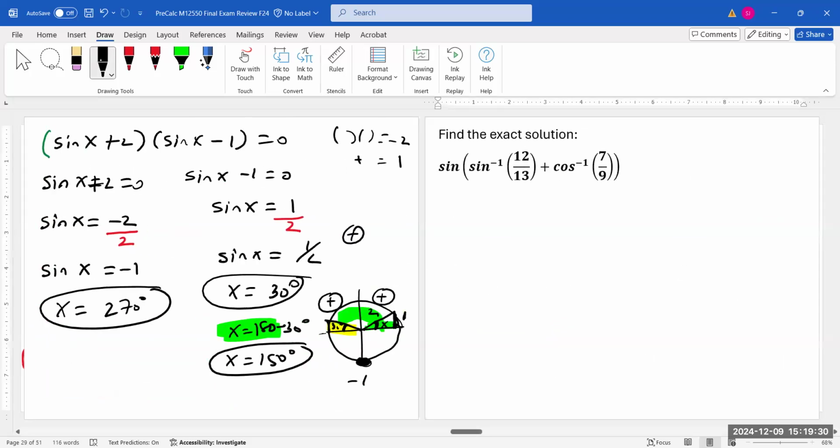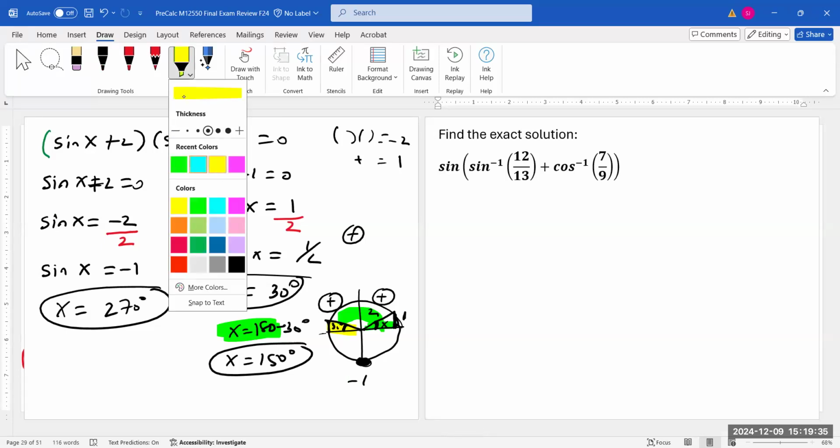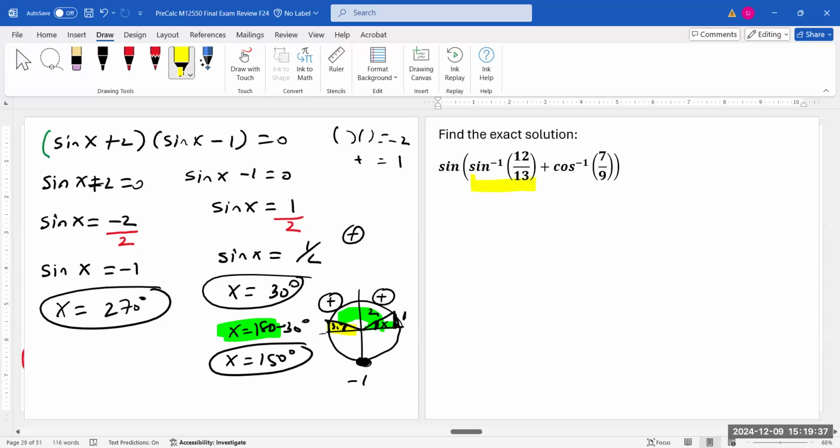Okay, now my favorite type. Here, like I said before, anytime you have an inverse, your life is easy because inverse means draw a triangle. So we have two inverses inside. That means we are going to draw two triangles. And let's say sine gives us angle A and cosine gives us angle B. So this is angle A and this is angle B.